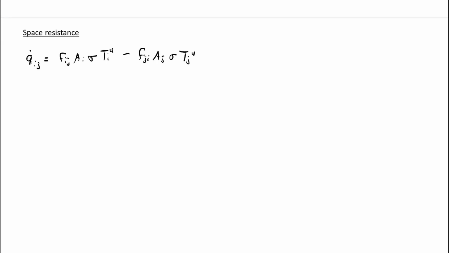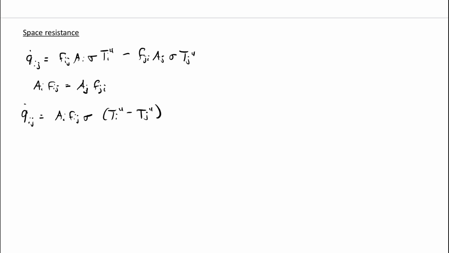If we look at this, actually, let's use our idea of reciprocity. So reciprocity, we said A_i F_ij is equal to A_j F_ji. Using that idea, let's substitute that into the second view factor, the second term up there. And we end up with an equation where we can pull out that A_i F_ij times sigma. So Q_ij is equal to A_i F_ij times sigma times T_i to the fourth minus T_j to the fourth.